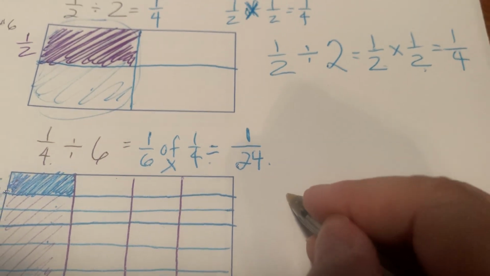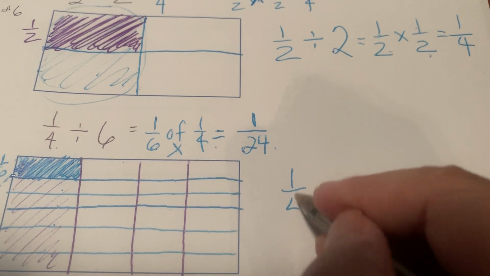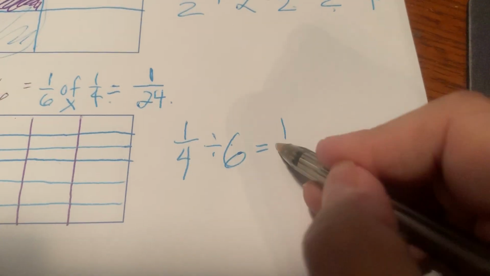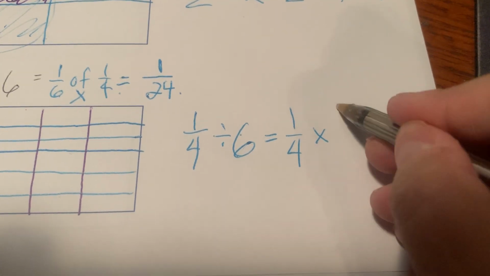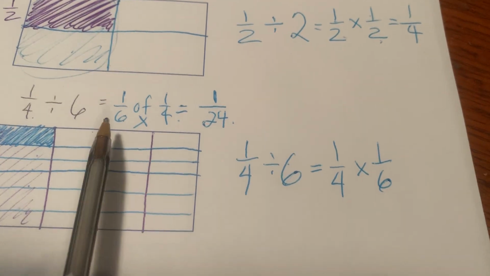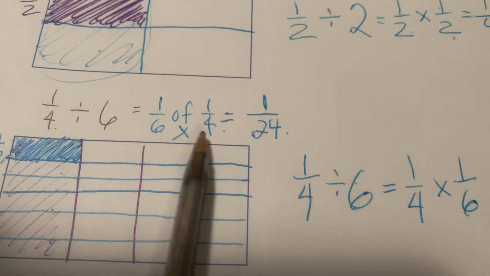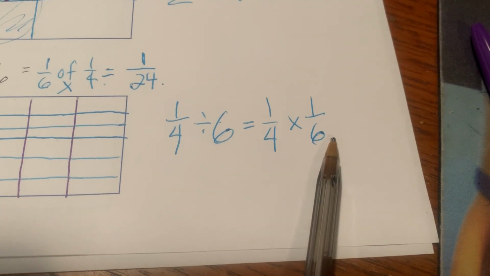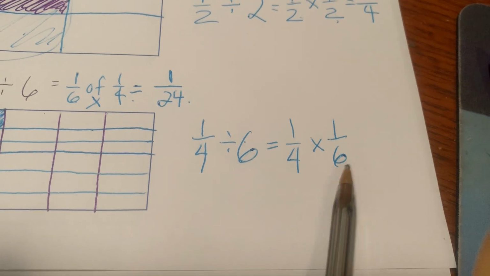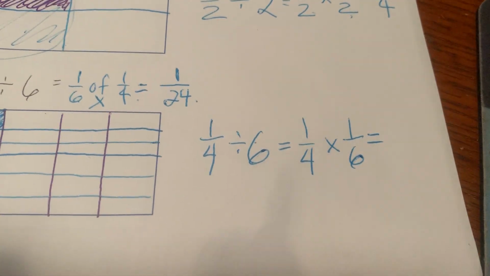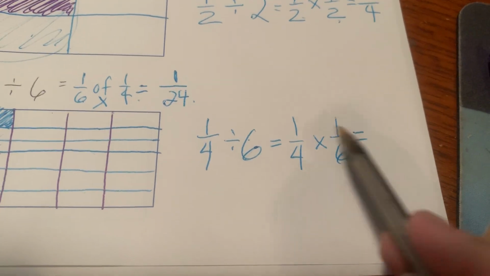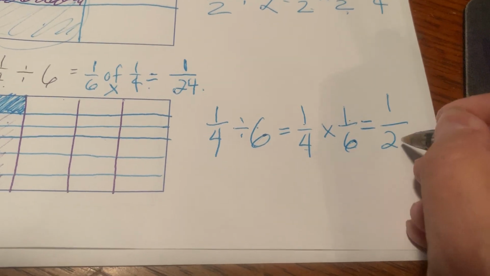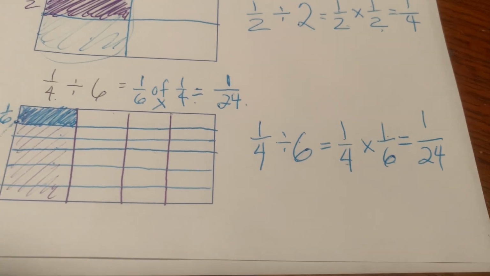So again, let's apply the keep, flip, change. 1/4 divided by 6 is the same as 1/4 times 1/6. And think about this. Does it matter that I have 1/6 first here and 1/6 second here? No, it doesn't. The commutative property says I can. And then I multiply across. 1 times 1 is 1. 4 times 6 is 24.